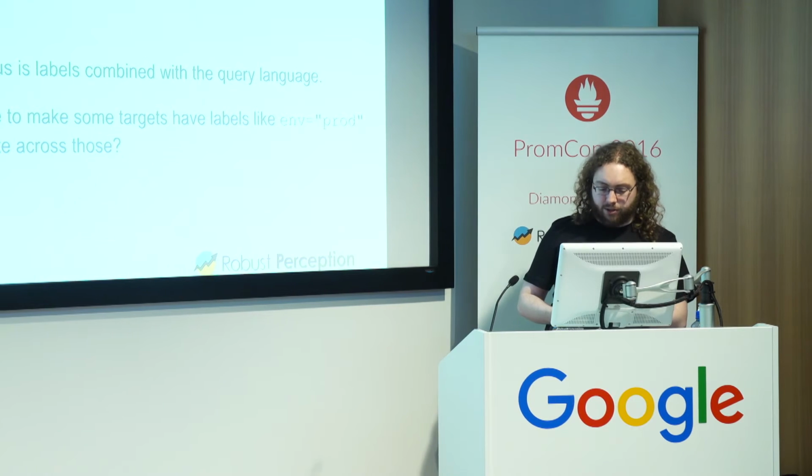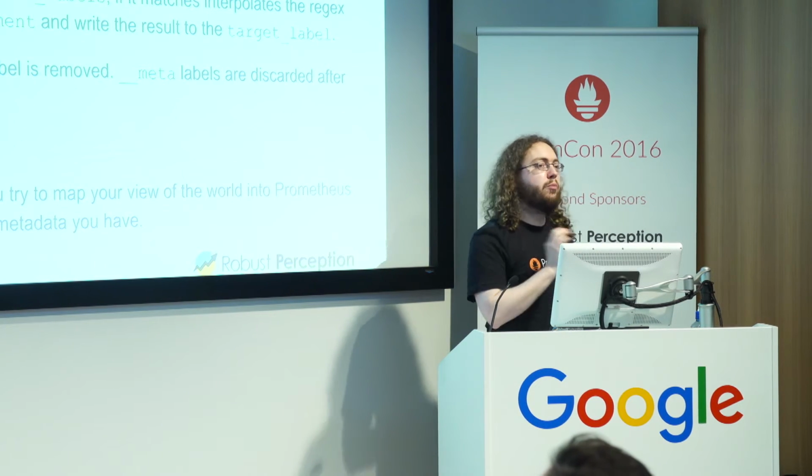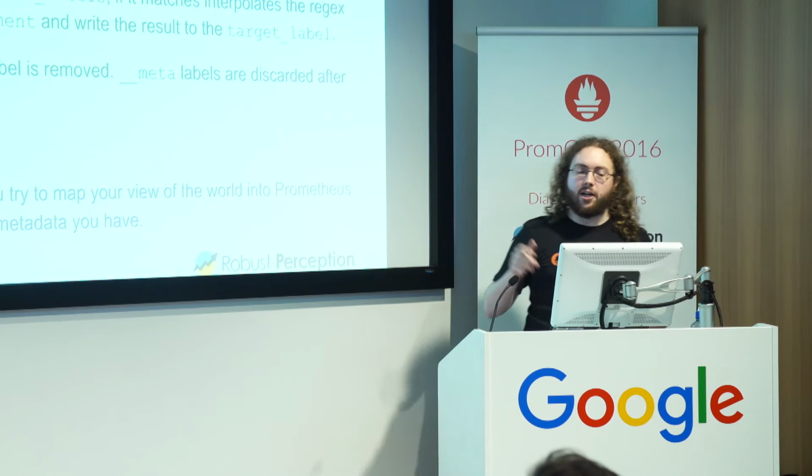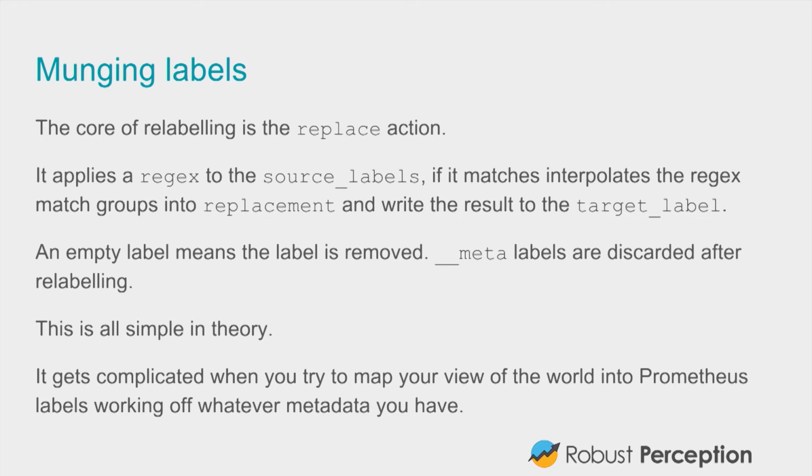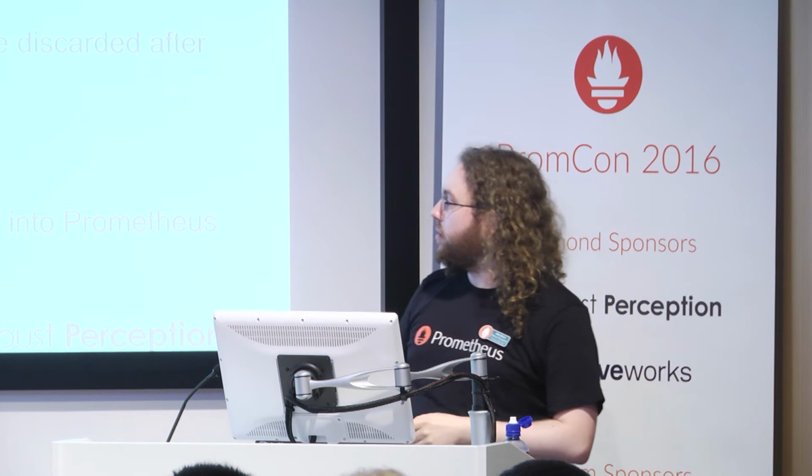And this brings us to munging labels, and this is where people normally start to get confused when we're talking about relabeling. The core of relabeling is the replace action, or the substitution action you can think of. We take the source labels, they're all concatenated together, chuck a regex at it. If it matches, then we put the output in the target label, whatever the substitution is. Nice, simple idea. It's just doing a regex against some labels and if it matches, chucking the output in another label.